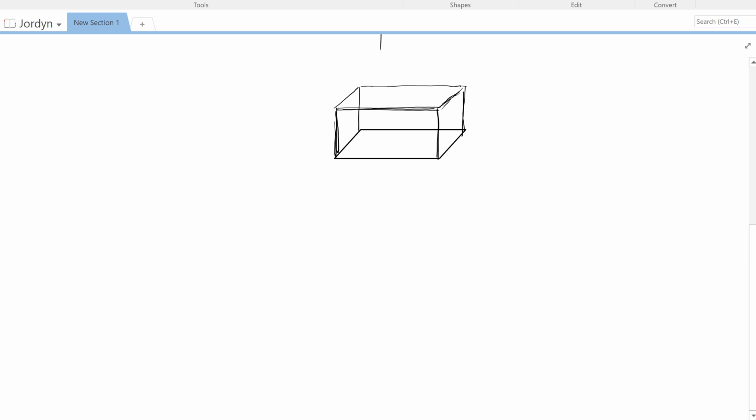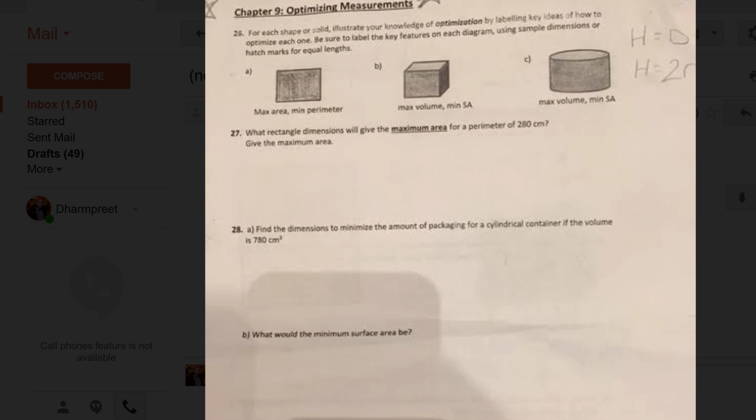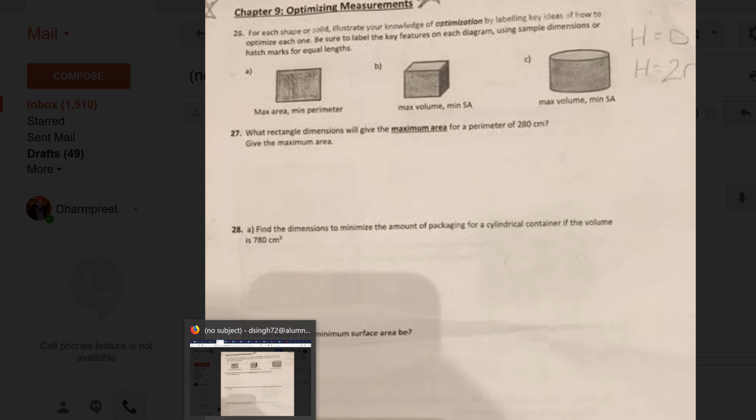So we have that, and now the next thing is we have to maximize the volume of the shape. So maximum volume and minimum surface area.